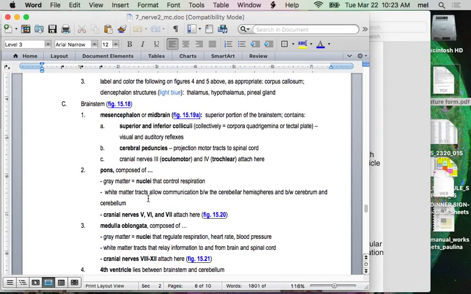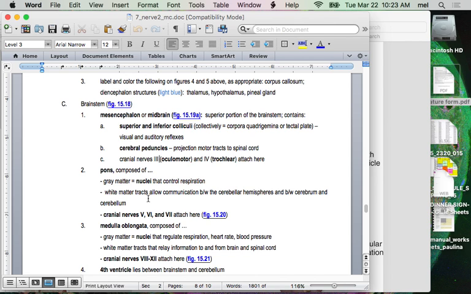The white matter tracts in the pons allow communication between the cerebellar hemispheres. So when the cerebellum communicates from one half to the other, although it seems kind of counterintuitive, it actually sends the tracts through the pons. So what kind of tract would that be? You can do it. It's not projection, it's not association, it's commissural tracts, yeah. So that's a commissural tract that goes that way.